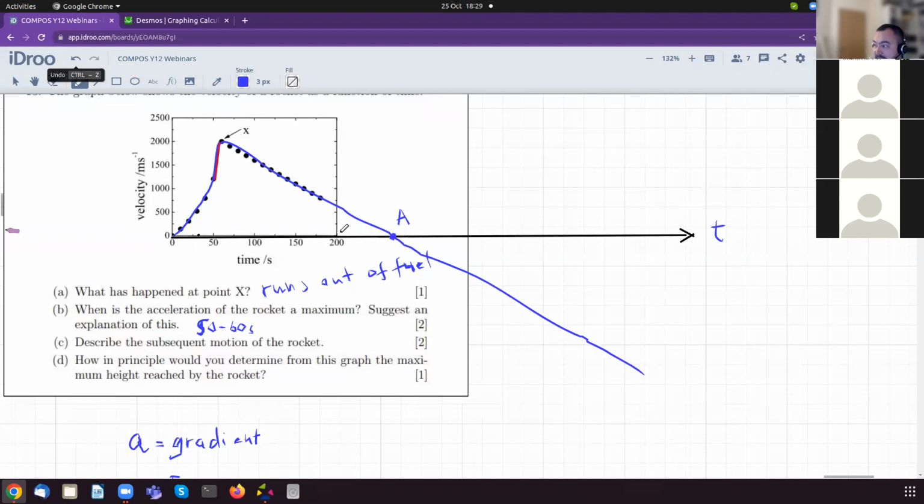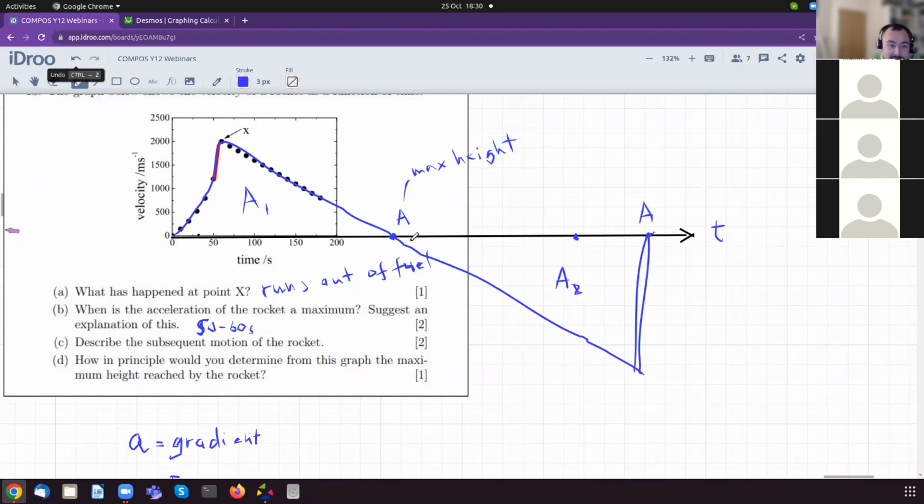A lot of people say it hits the ground. No, it reaches maximum height. So at A is the maximum height. And how would we find when it hits the ground? Obviously the speed drops to zero. So how would we find this thing? Yeah, exactly, the same area. So we have area 1 and area 2, and they have to be the same.